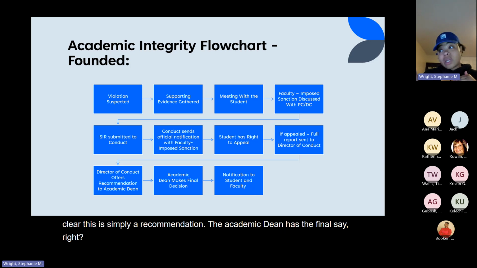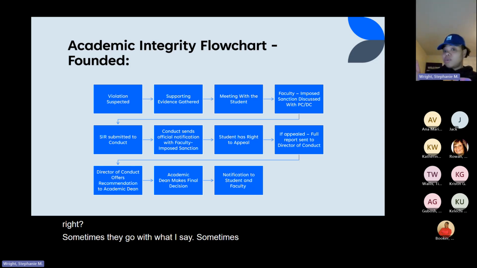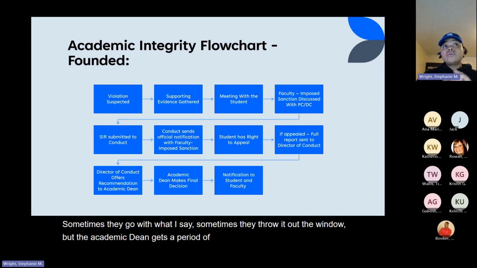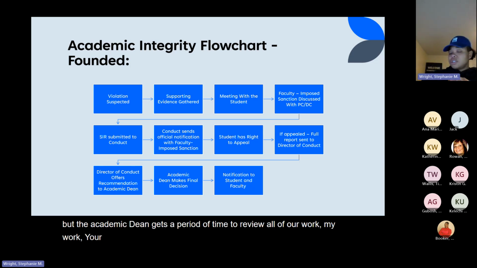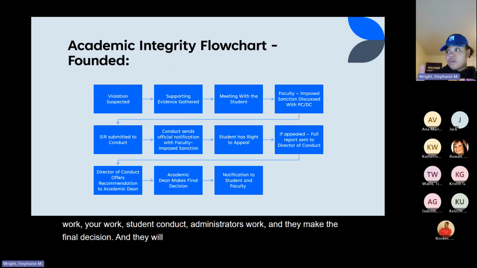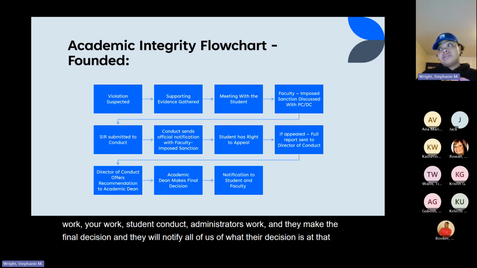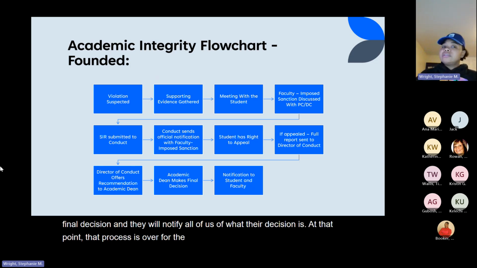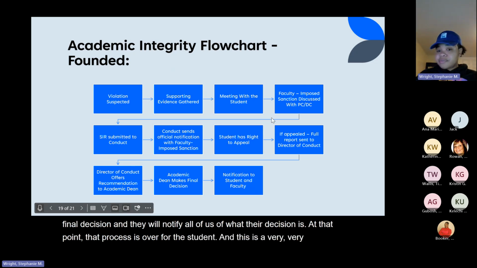Sometimes they go with what I say, sometimes they throw it out the window. But the academic dean gets a period of time to review all of our work, my work, your work, student conduct administrator's work, and they make the final decision. And they will notify all of us of what their decision is. At that point, that process is over for the student. And this is a very, very long process.